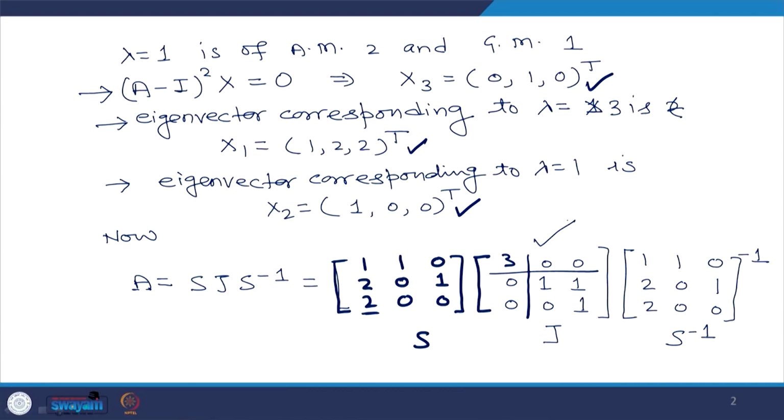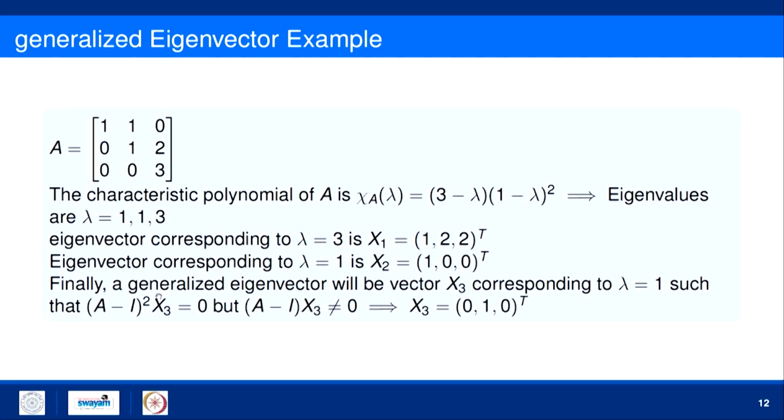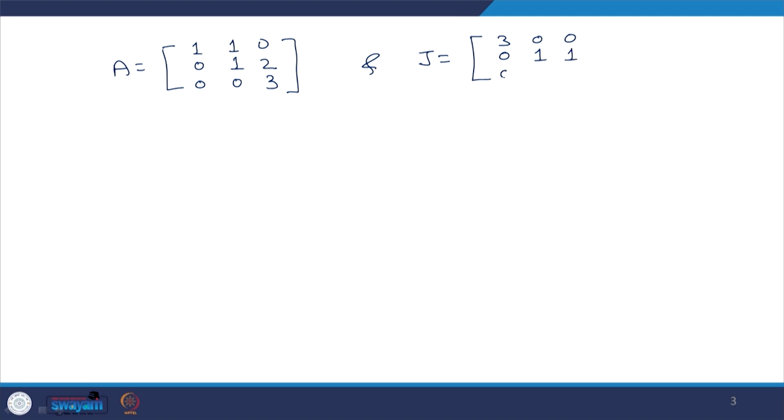Now, I want to show you another important property of this matrix A in terms of Jordan canonical form, that is its relevance with the minimal polynomial. If I ask you, what will be the minimal polynomial of A? You see here, A is 1 1 0, 0 1 2, 0 0 3, and J comes out to be 3 0 0, 0 1 1, and 0 0 1.